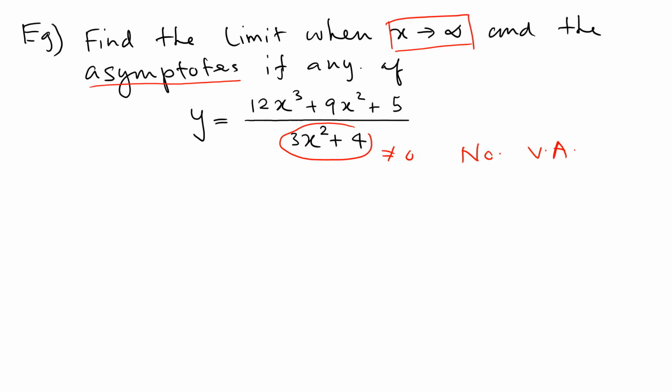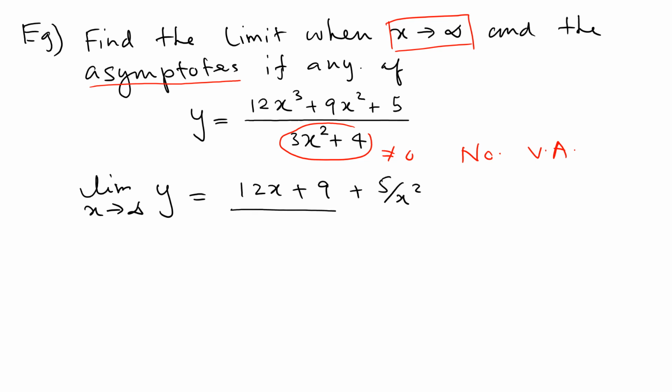Clearly we can see that in this problem, as x goes to infinity, y is, if you divide by the x squared term, which is the largest term, you're going to get 12x plus 9 plus 5 over x squared. That's what happens in the numerator. In the denominator, you get 3 plus 4 over x squared.